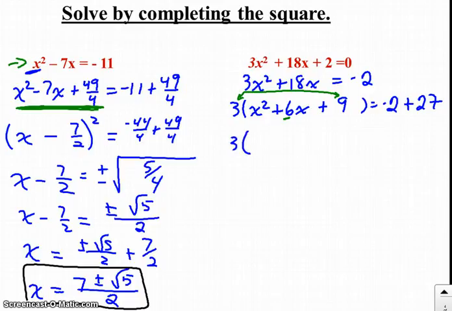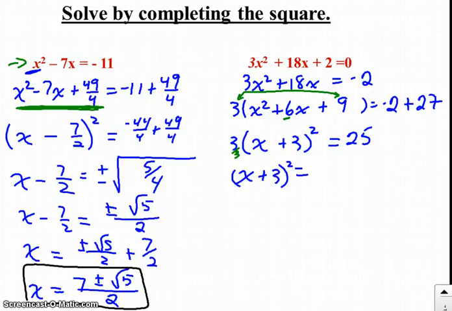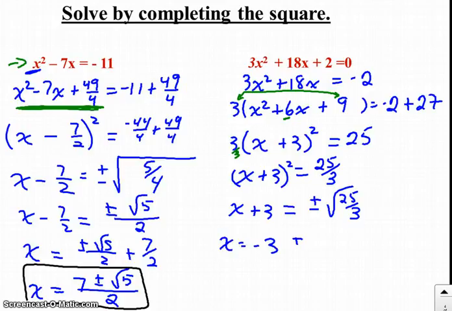So the left side of this equation I can factor as a perfect square trinomial, x plus 3 all squared. The right side I simplify, that's 25. Divide both sides by this 3. We get x plus 3 all squared is going to be 25/3. I take the square root of both sides now, remembering to include the plus and minus. And then I'm going to subtract 3 from both sides. Negative 3 plus or minus the square root of 25 is 5. There is no square root of 3.